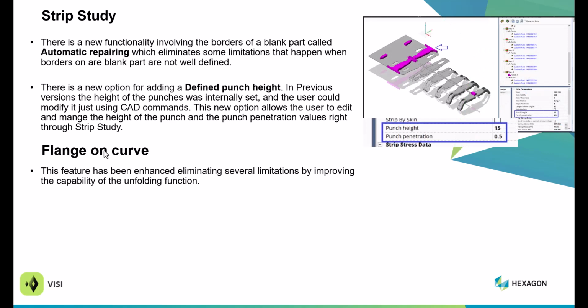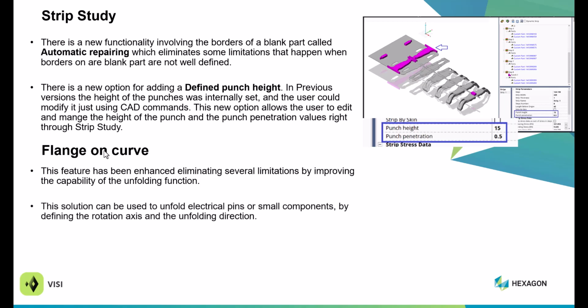With the flange on curve, there have been some enhancements to eliminate several limitations by improving the capability of the unfolding functionality. The solution can be used to unfold electrical pins and small components by defining the rotational axis and the unfolding direction.